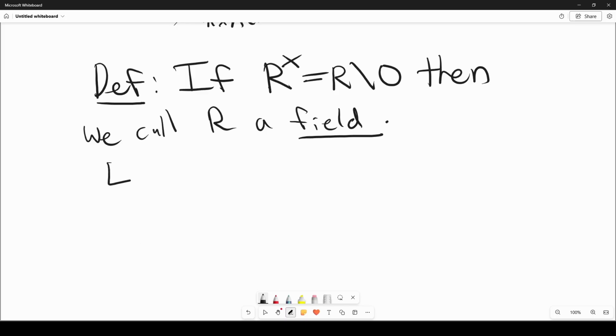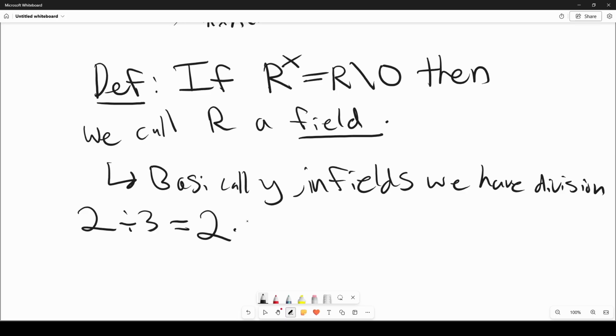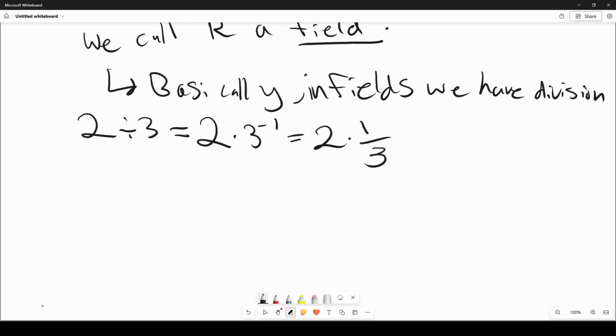And the idea here is that basically in fields we have division. Division is basically like, if you're doing 2 divided by 3, this is equal to 2 times 3 inverse, or like 2 times 1 over 3, right? And so when you have multiplicative inverses of every single element, you can now basically do division in your field. So that's what's nice about having a field.